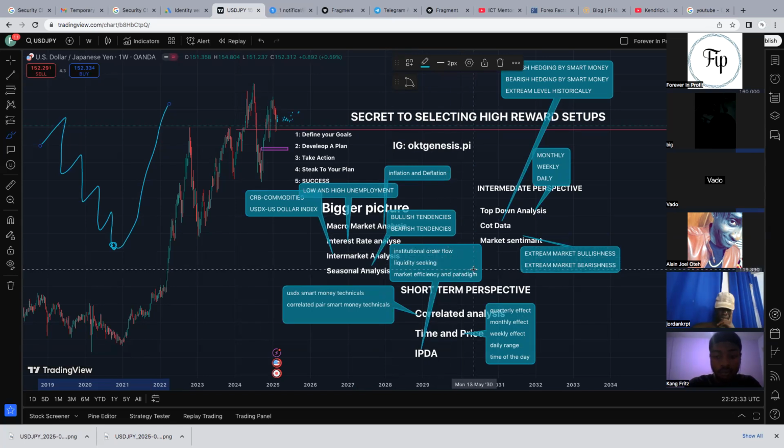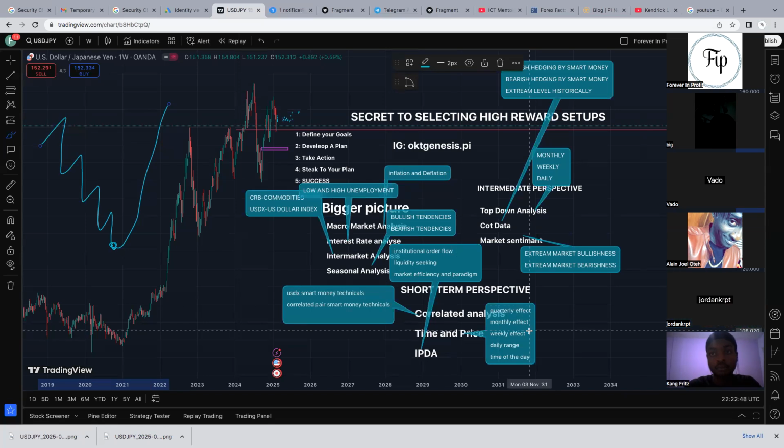Like I always say, the market is controlled by liquidity, market efficiency paradigm. So all of these, you see that all of these things connect to the market in one way or the other. Now, in the bigger picture, you just need one thing here to align itself with the intermediate perspective and the short-term perspective.